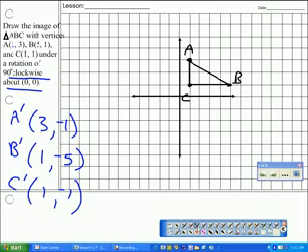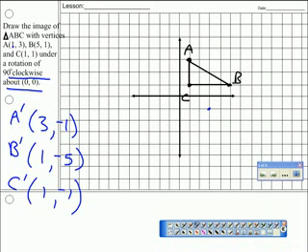A prime is at 1, 2, 3, -1. B prime is at 1, -5. And C prime is at 1, -1. Okay. That's what happened. Turned it down 1/4. So it's pointing down now.